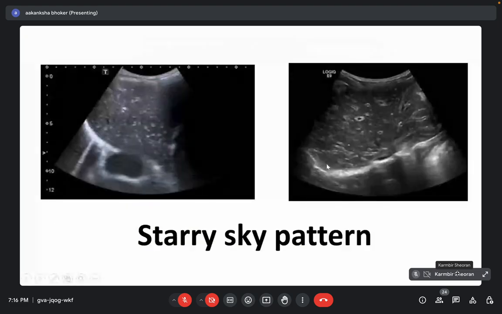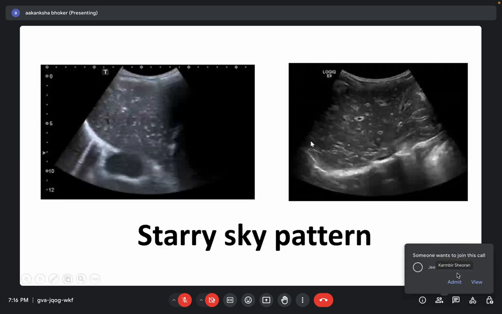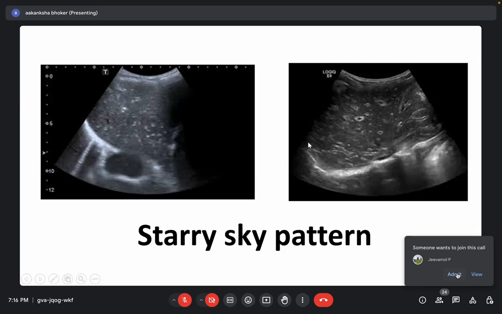Now this is the starry sky appearance, and it is most characteristically seen in cases of acute hepatitis. However, it can be seen with other conditions also, and at times in normal conditions. But generally, most commonly, this starry sky appearance, wherein these portal vessels are very bright, can be seen in cases of acute hepatitis.